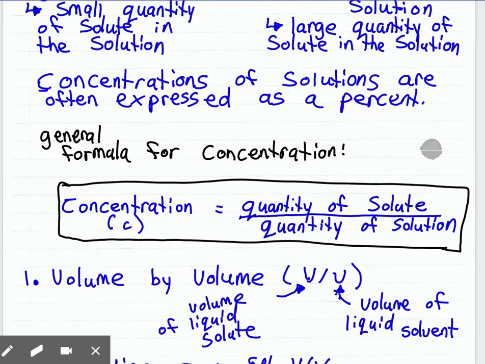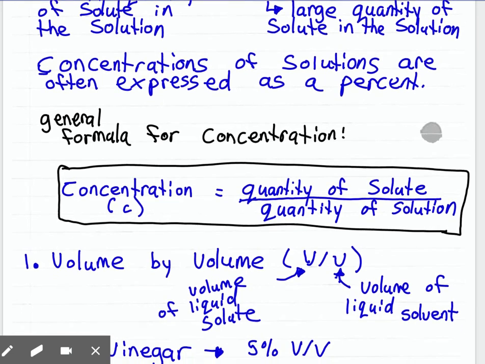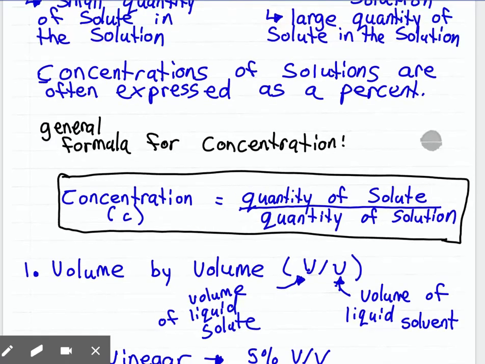Another way of volume by volume is if you make juice from concentrate. Sometimes you buy those cans of frozen juice, and I like to leave it under the counter to defrost a little bit, and then I have a can of liquid concentrate. I put that in the pitcher, and then I add a whole bunch of water. I'm mixing a liquid solute with a liquid solvent. So I would communicate the concentration of that by saying it's a volume by volume concentration.